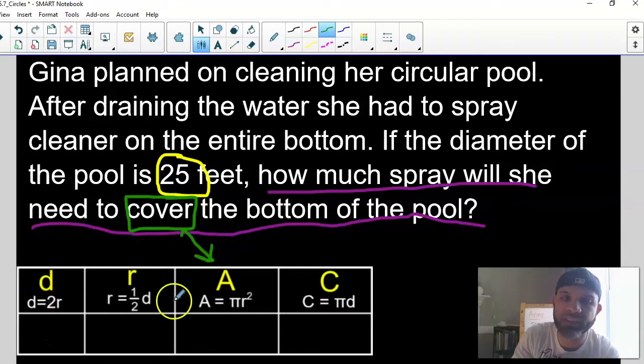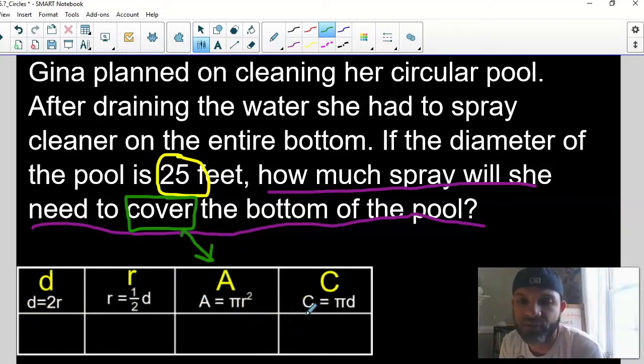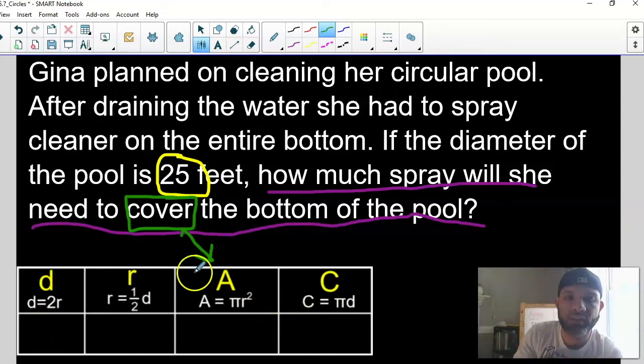But we're going to complete the entire chart here, because I want to make sure that we understand how to use it, and sometimes you might have to know both. So we know we've got to find the area. That's part of our evaluating. So we're going to have to do pi times the radius squared. So we're going to have to figure out the radius in order to do this. Well, we know that the diameter is 25 feet.